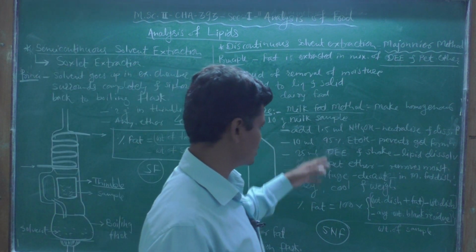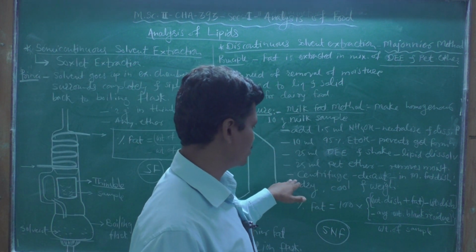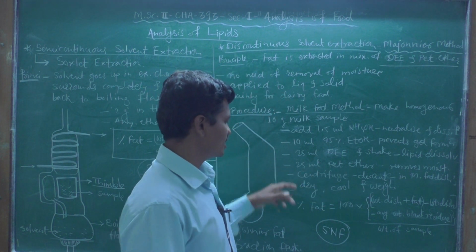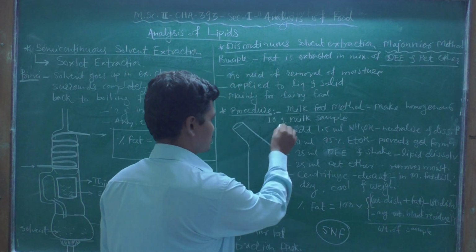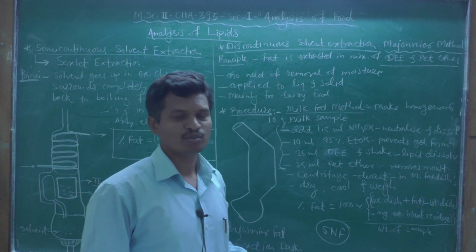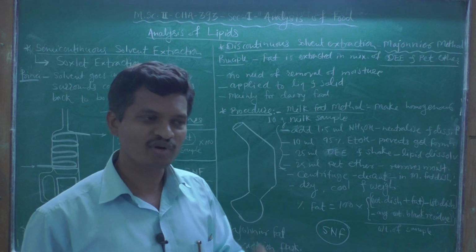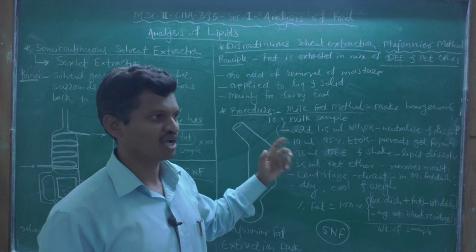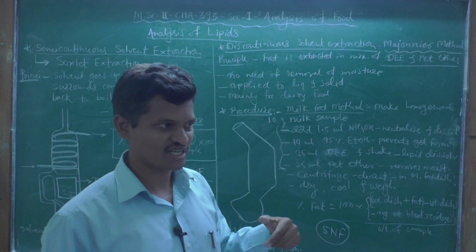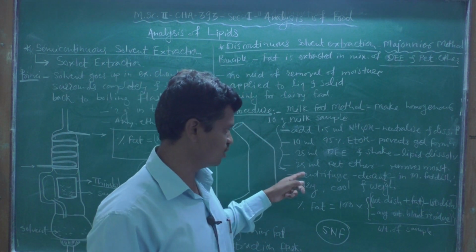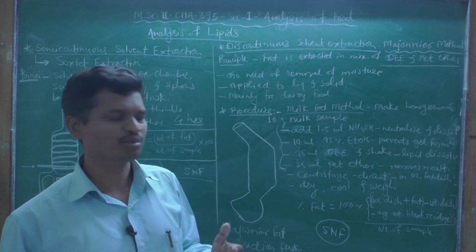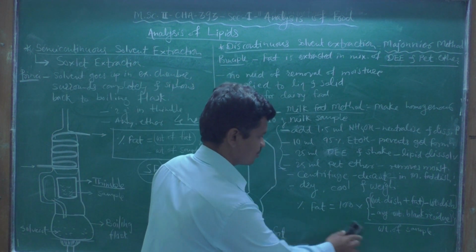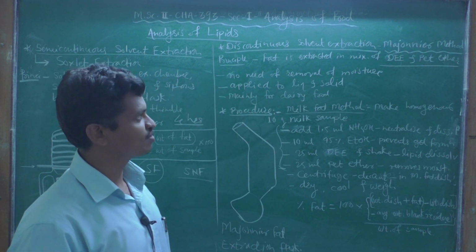Now, before going to this second step, all these steps can be repeated for getting complete extraction of the lipid into our diethyl ether and petroleum ether. We have to repeat these steps 2 to 3 times for getting complete extraction of lipid, and then you have to follow these 2 steps. Then how to determine the fat percentage for this method, that is for Mojonnier's method.